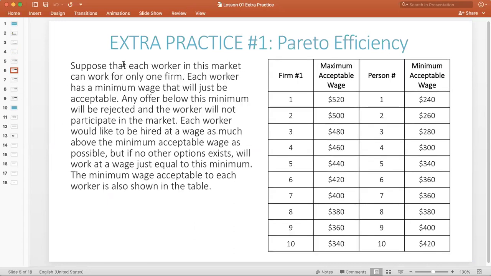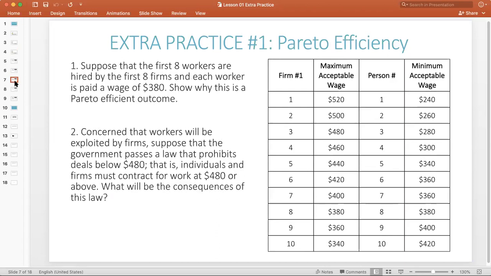And it gives you the second part. Suppose that each worker in this market can work for only one firm. Each worker has a minimum wage that will be acceptable. Any offer below this minimum will be rejected, and the worker will not participate in the market. Each worker would like to be hired at a wage as much above the minimum acceptable wage as possible, but if no other options exist, they will work at a wage just equal to this minimum. The minimum wage acceptable to each worker is also shown in the table. Pretty straightforward stuff, and then it asks you a series of questions.